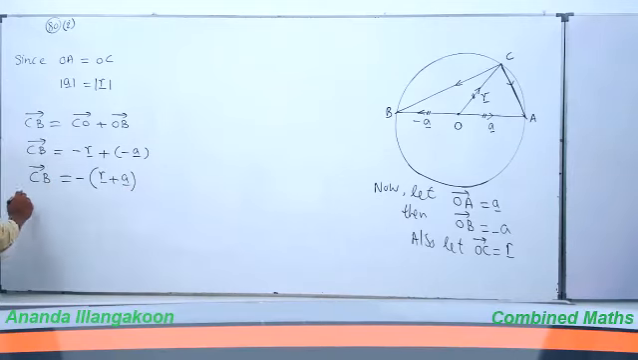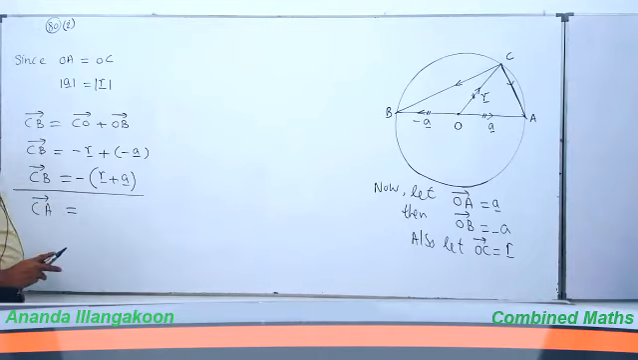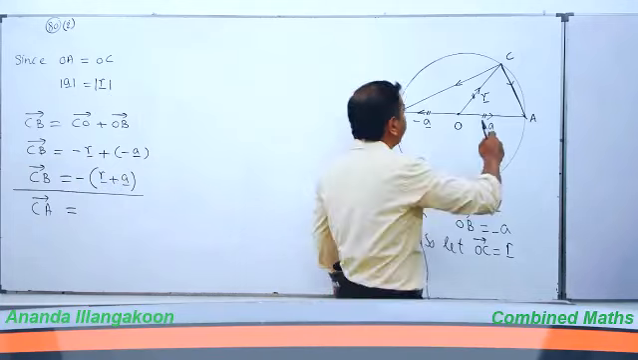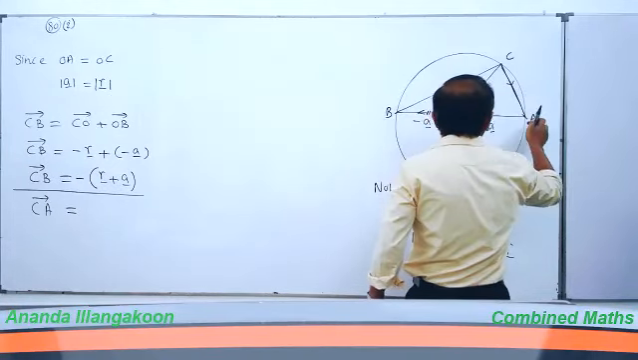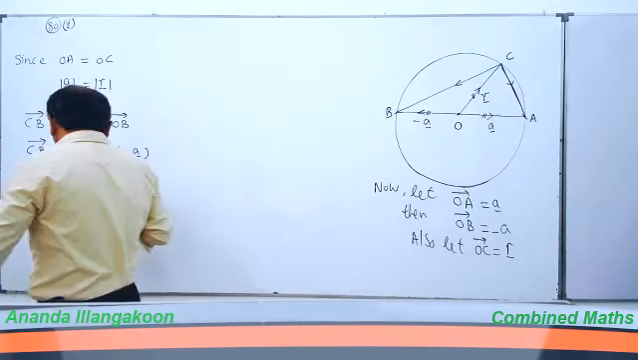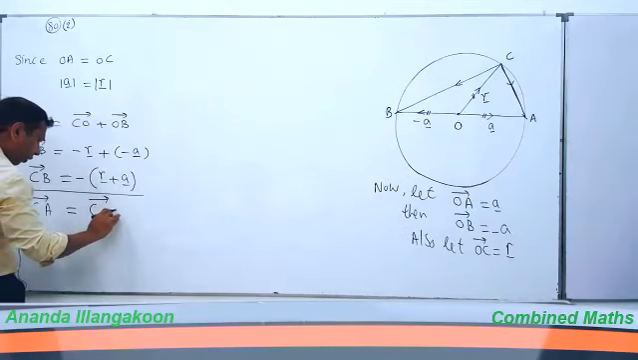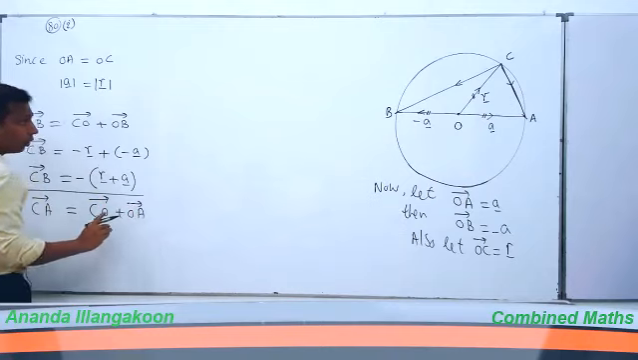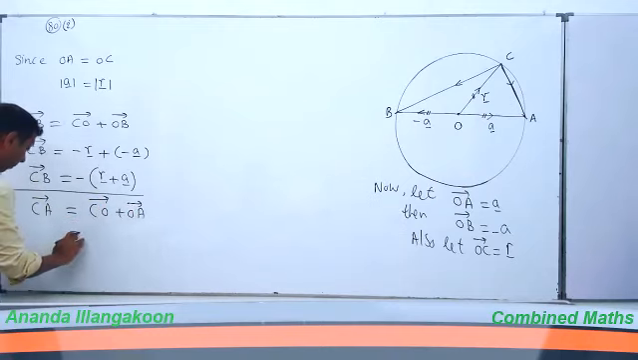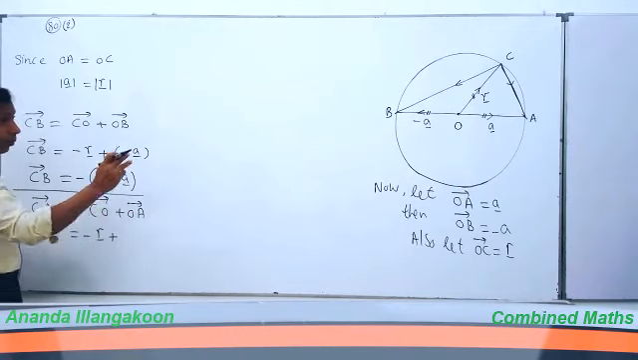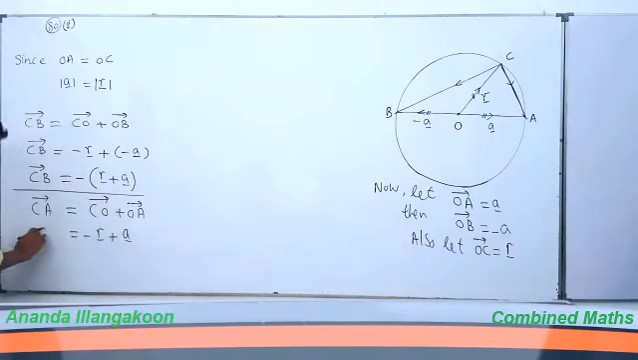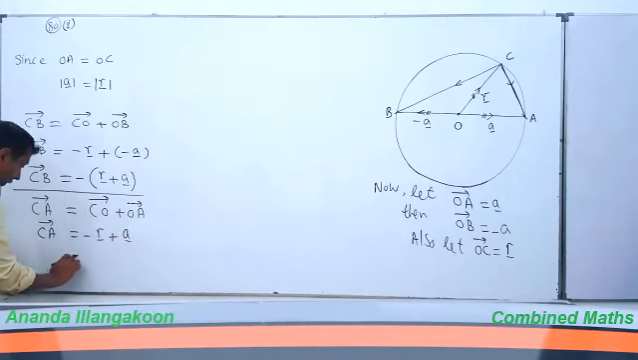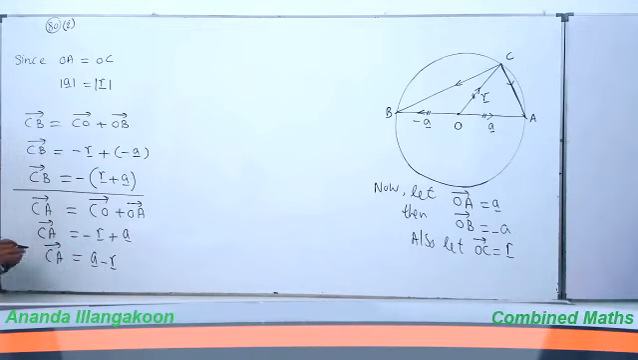Now we find CA vector. C to A vector you can write how, people? CO plus OA. What is CO? Minus R. OA is plus A. This is CA. Minus R plus A means, people, A minus R. This is CA vector. Okay.